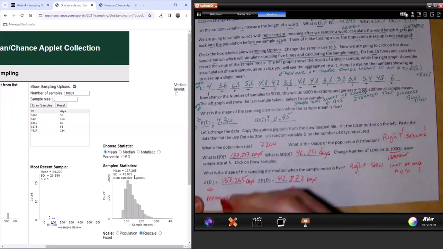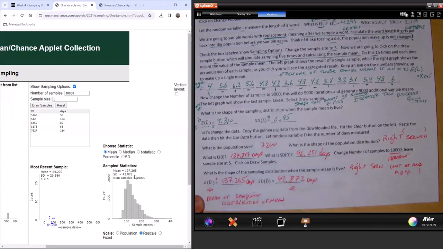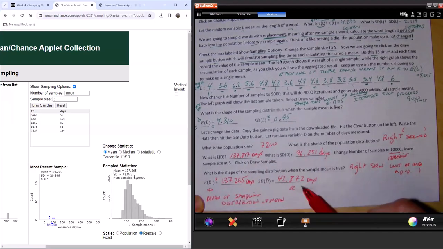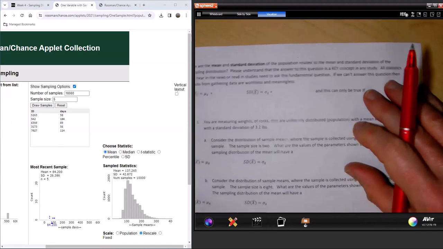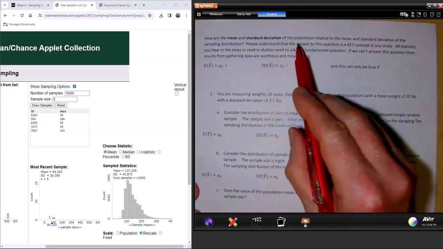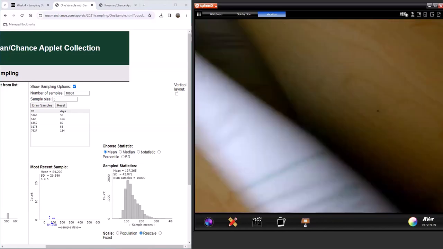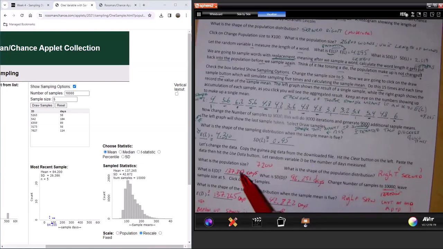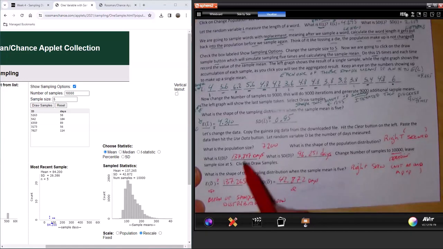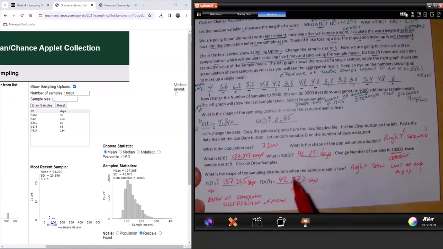And this is supposed to be an approximation to the parameter. Notice that these two are nearly the same, yet these two are not the same. So let's turn this around. How are the mean and standard deviation of the population related to the mean and standard deviation of the sampling distribution? In other words, what's the relationship between these two values? One is the mean of the population, one is the mean of the sampling distribution. And what's the relationship between the standard deviation of the population and the standard deviation of the sampling distribution of the mean? I can see that these are almost the same, and this standard deviation is definitely less than.